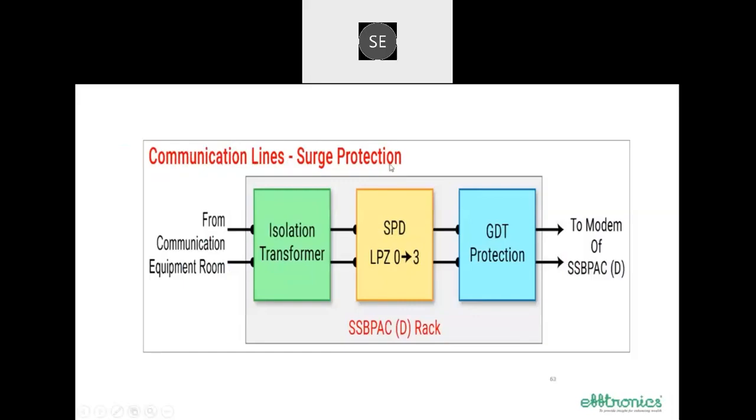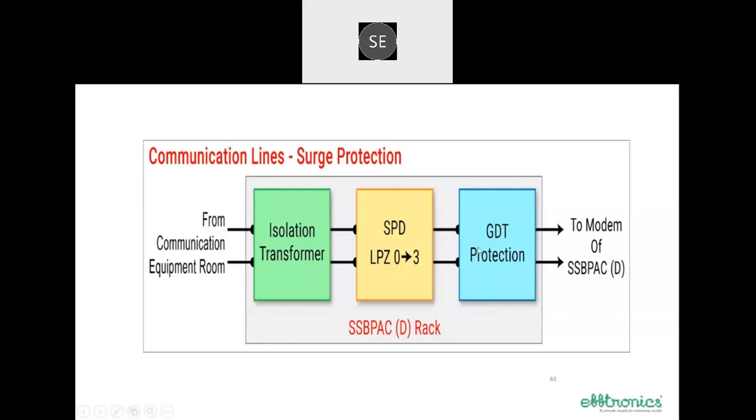And these are communication lines, and surge protection for data lines or communication lines. There is three-stage protection from the communication equipment room. An isolation transformer is provided, and from there a surge protection device is provided, and from there the communication lines are protected by GDT protection. This is the third stage protection, before applying to our modem or our ACCU.